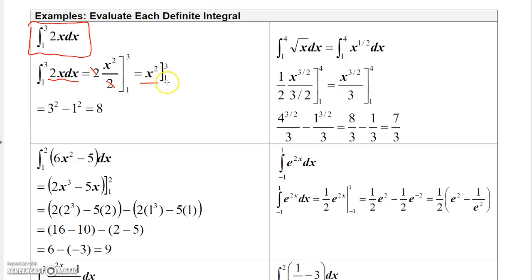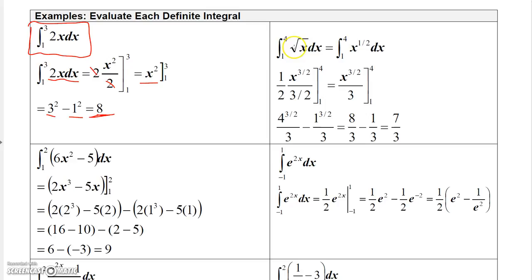So we're going to evaluate this function from 1 to 3. We evaluate this function at 3 first, get 3 squared, and then subtract what we get when we evaluate at 1, which is 1 squared. So 3 squared minus 1 squared is 8, and that's that.